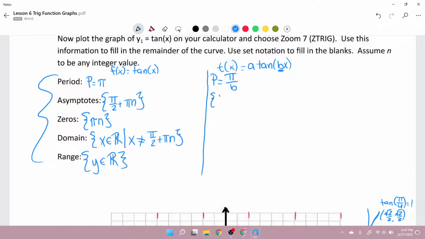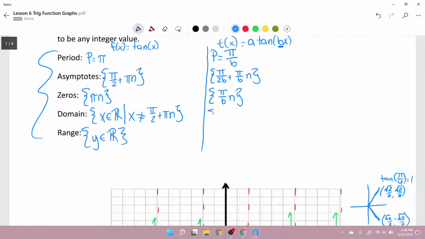Then our asymptotes, well, if we think about that, instead of at every pi halves, if our period shrunk, then we will be at pi over 2b plus pi over b n. Just divide both of these original by b. Our zeros will be pi over b n. And then our domain will still correspond with our asymptotes, so x cannot be pi over 2b plus pi over b n. And then our range is not going to change. It's going to be all real numbers.